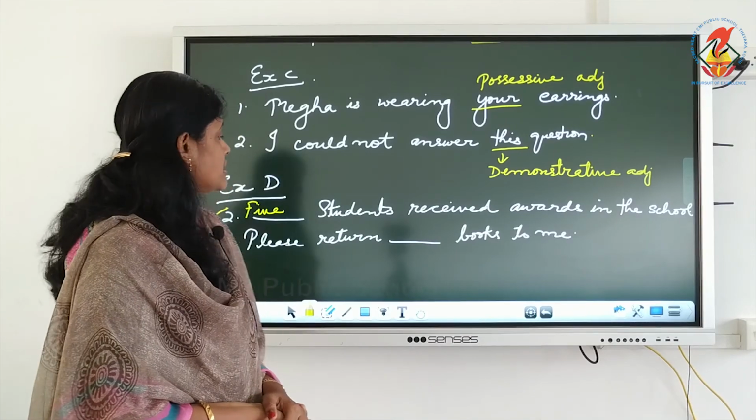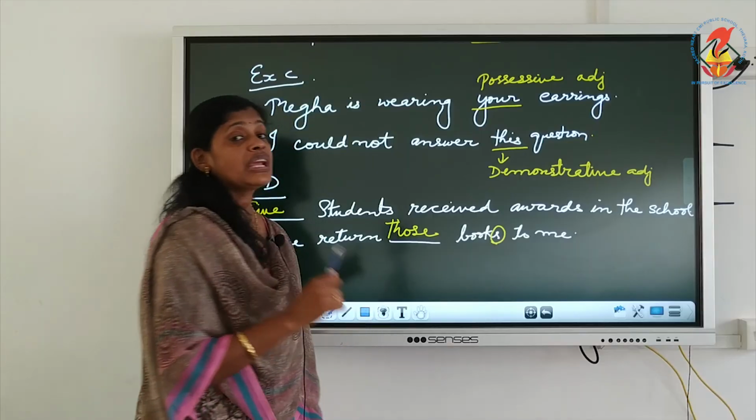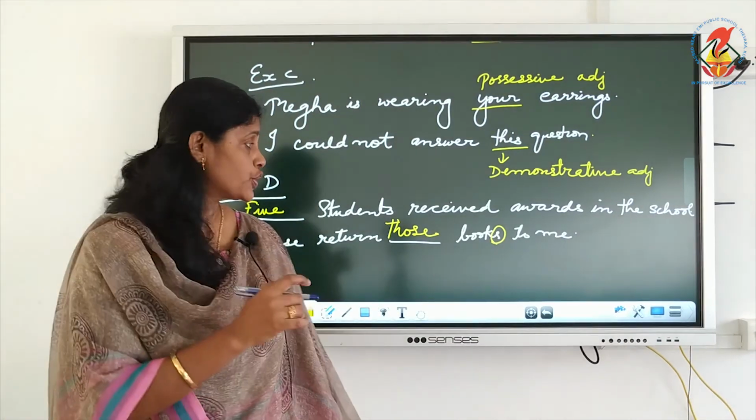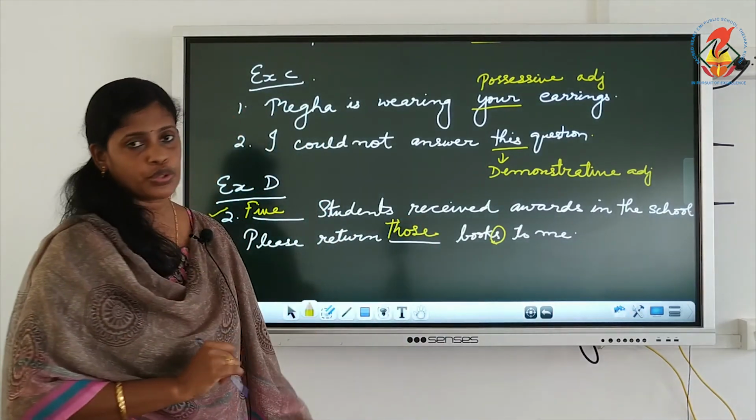Next one is please return dash books to me. The word is books, plural. And you have to write a demonstrative adjective. So you can write please return those books to me. You cannot write that because it is singular. Whenever the word books comes, it is plural. Please return those books to me.